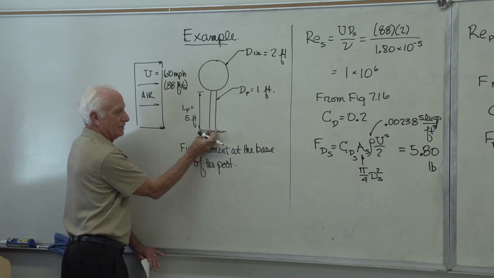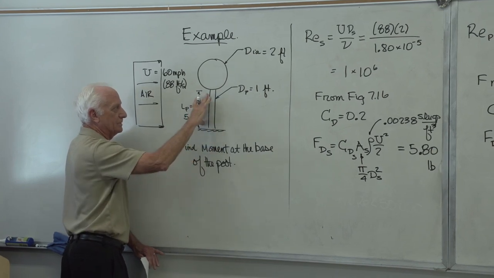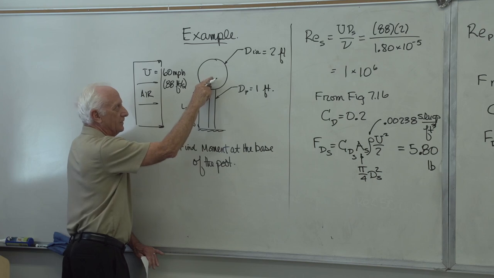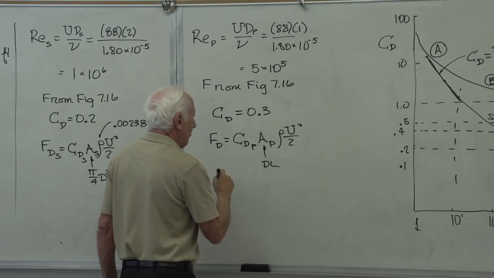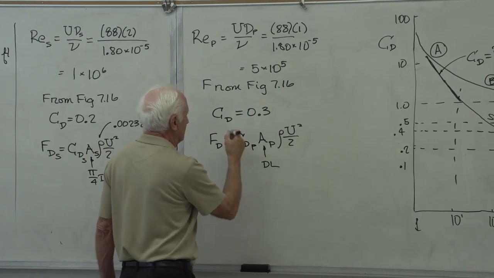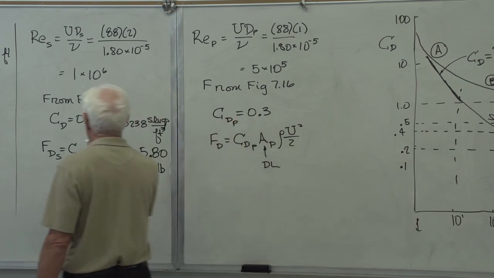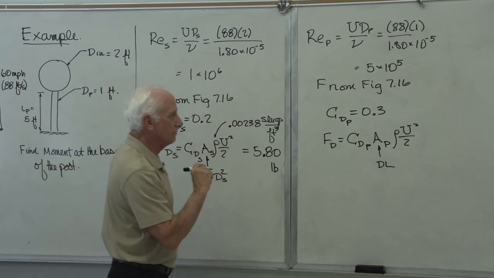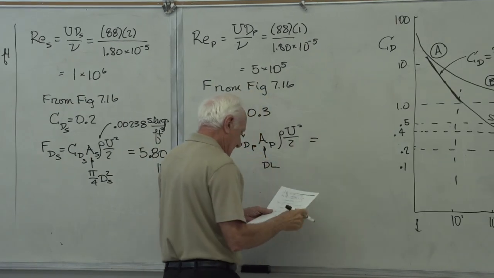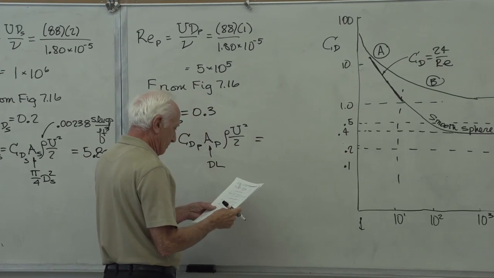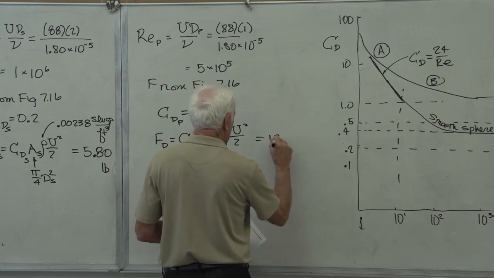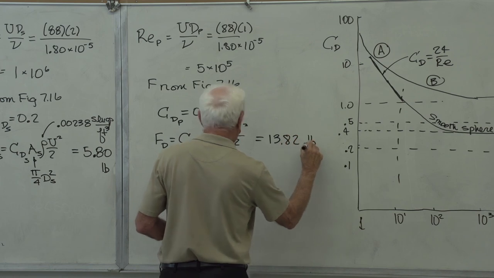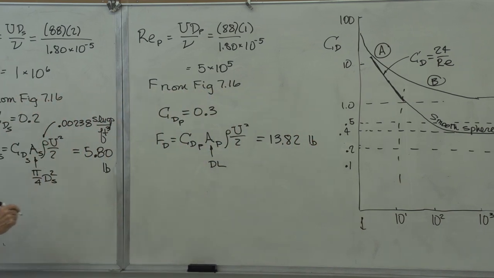It's a rectangle. What's the base? The diameter. What's the height? L. Here's a sphere. What do I see? A circle. What's the area? Pi d squared divided by 4. It's the frontal area, though. Got it. This was C sub D post. This was C sub D sphere, just so we keep them separate. This guy here comes out for the post, the drag force on the post, 13.82 pounds. So now I've got them both.